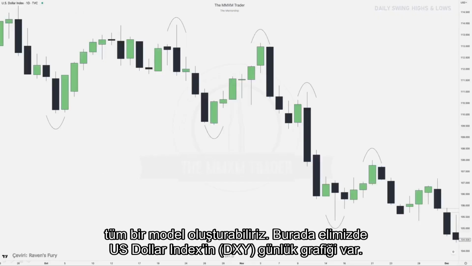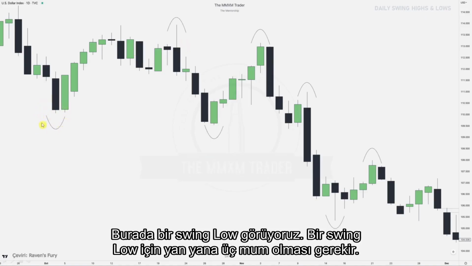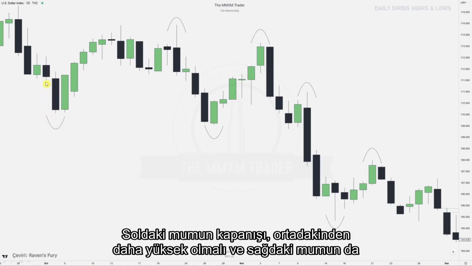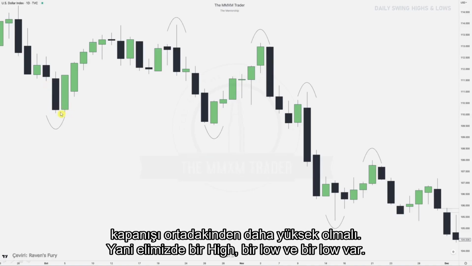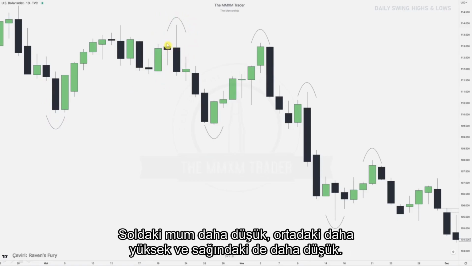So over here we've got a US dollar index daily chart. Now, first of all, what is a swing low and what is a swing high, right? Over here we see a swing low. With a swing low, you want to have three candles next to each other, right? One is higher closed than the middle one, and to the right of it, it should be higher closed than the middle one. So we've got one higher, one lower, one higher, and then we have a swing low. So over here, we've got a swing high, right? So one candle to the left is lower, one in the middle is higher, and to the right of it, it is lower.